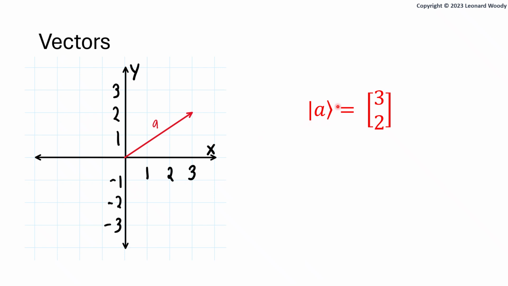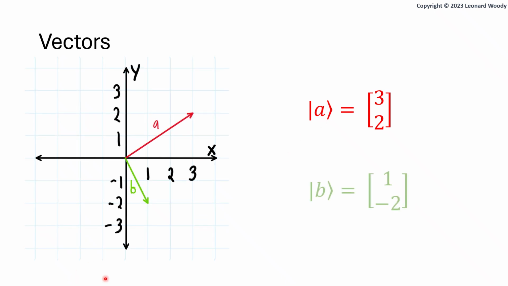Now this notation that you see here is called bra-ket notation, or Dirac notation after Paul Dirac. And this is a ket, so you'll have a bar or pipe, then you'll have the name of the vector, and then a closed angle bracket here.